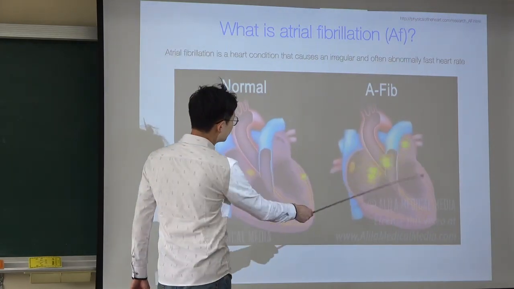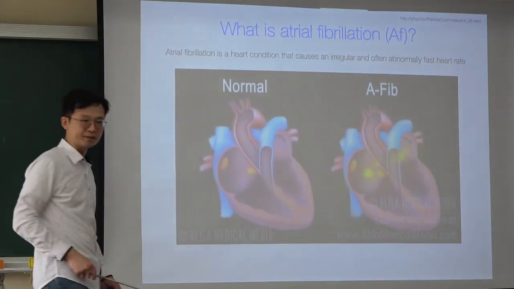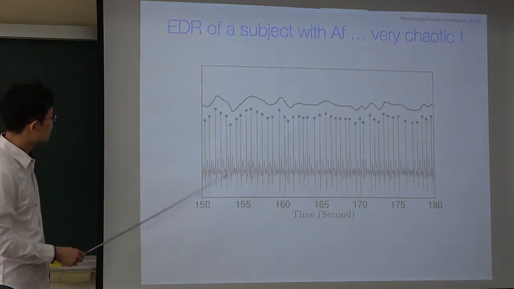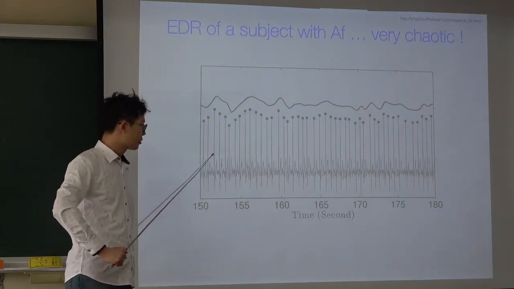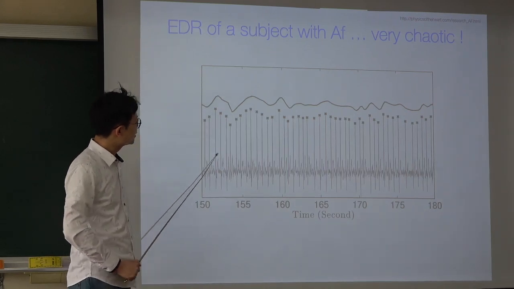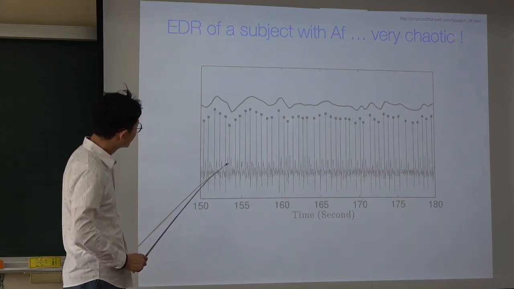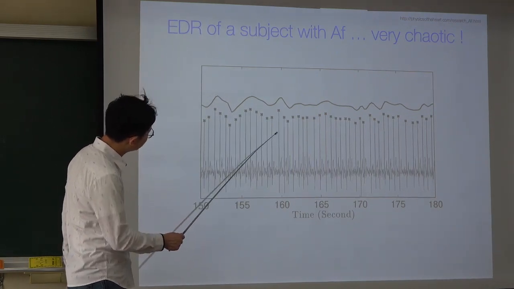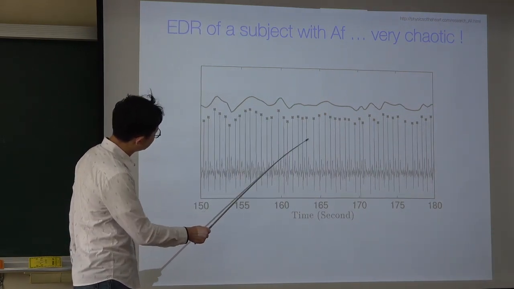So irregular that you cannot predict what's going on. And this is how the ECG signal of a patient with atrial fib looks like. You can see these two beats. They are very, very short, and sometimes very, very long. Sometimes very, very short, sometimes very, very long.